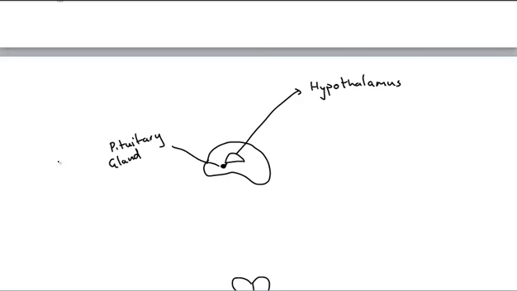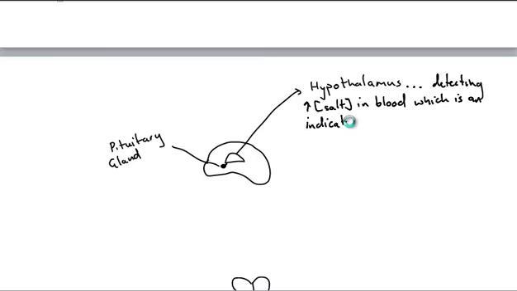Okay. So let's start with how the hypothalamus is involved. The hypothalamus is capable of detecting increased salt concentration in blood, which at first is an indicator of a lack of solvent, in this case of H2O. You're increasing your concentration. You can do that either by throwing in a bunch of salt or by just decreasing the amount of water in your blood.